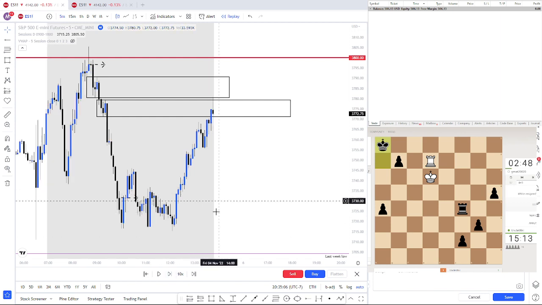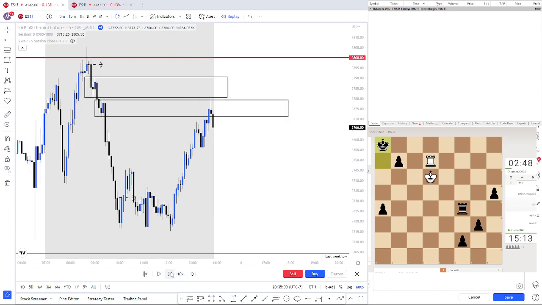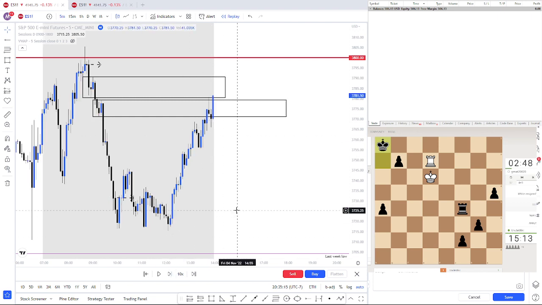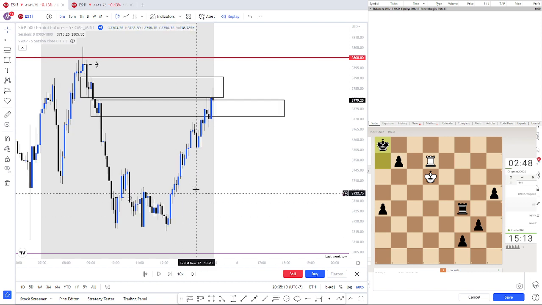Okay, that's not good. Alright, it closed under again. That's not good. I don't like the fact that it has that. Let's see. See what I said? Price looked like it was gonna go up today. Those of you that were laughing at me, well, fuck you.